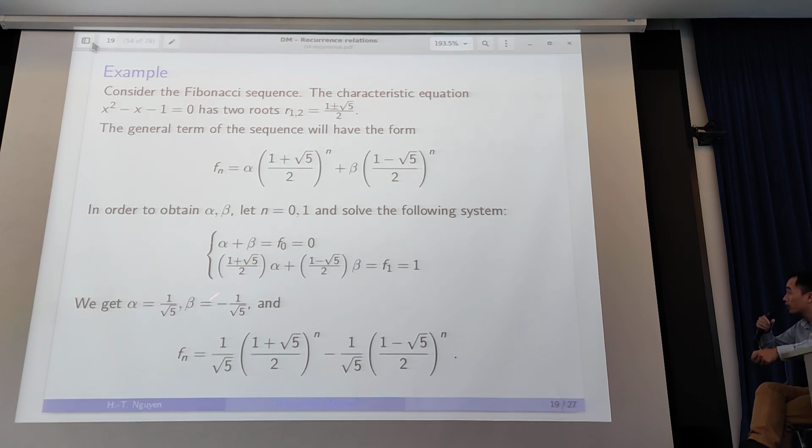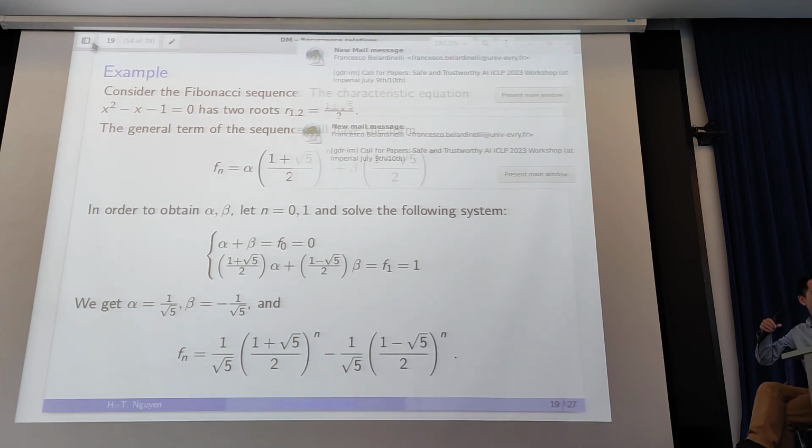So this is how you solve a recurrence relation. I repeat the steps. First, you establish the characteristic equation, and then you solve this characteristic equation. For the case where you have two different roots, like this one, it is the easy one.